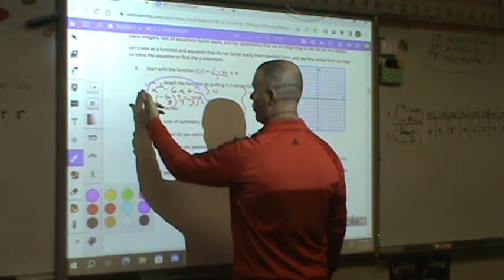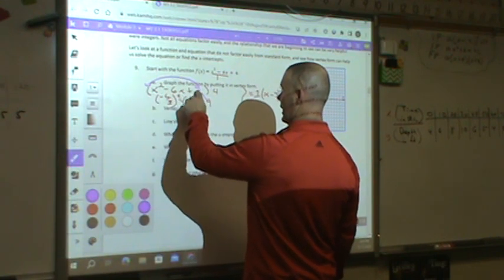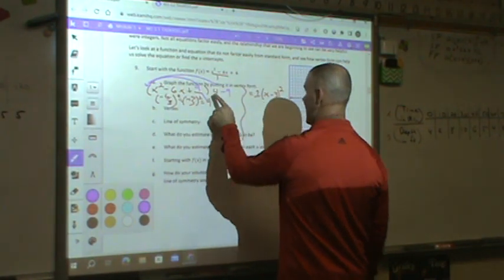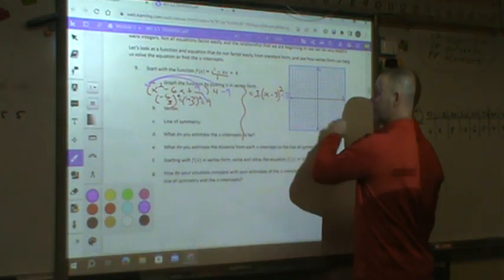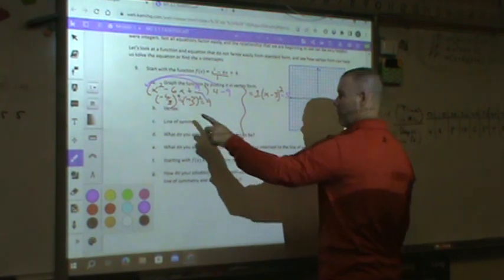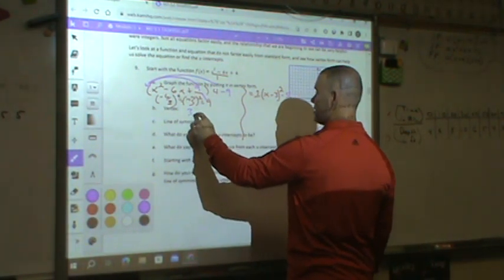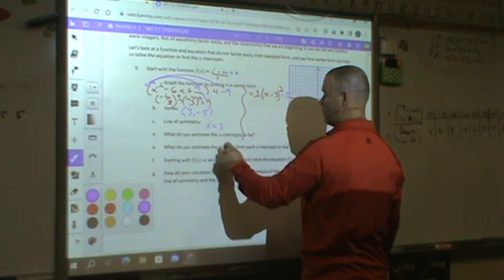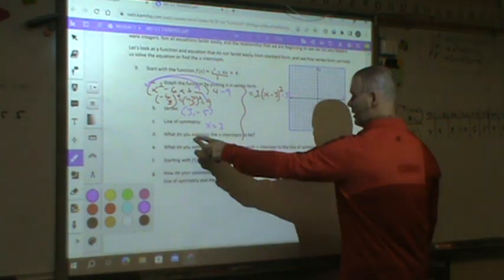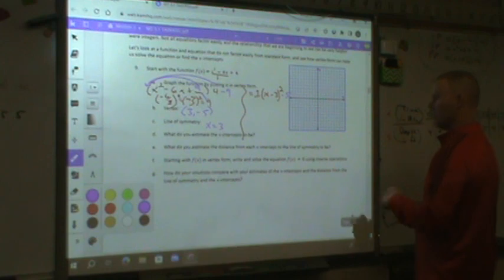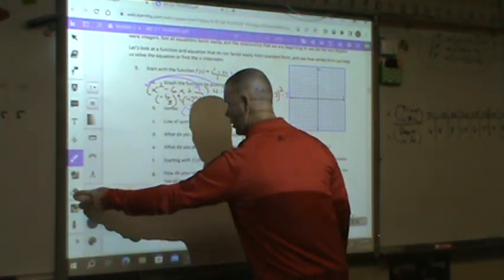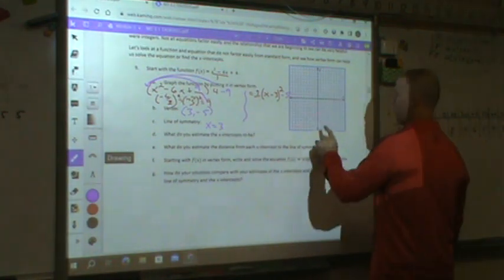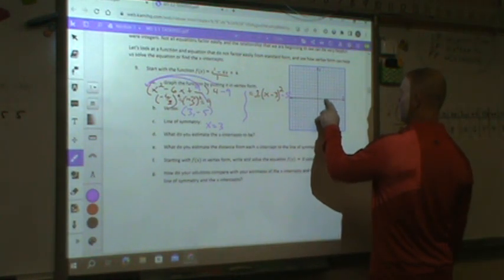I ask myself, what am I really adding? I'm really adding 9 times 1, my a value, which is 9. So I subtract 9. 4 minus 9 is -5. My vertex is going to be (3, -5). My line of symmetry is going to be x equals 3. And then it says, what do you estimate the x-intercepts to be? What do you mean, what do I estimate them to be? Well, watch. When we graph, watch what happens. I'm going to graph (3, -5).